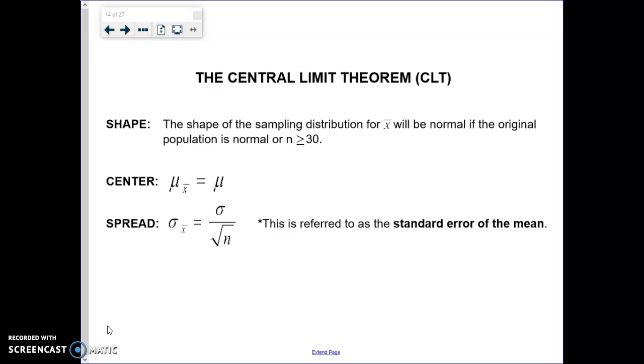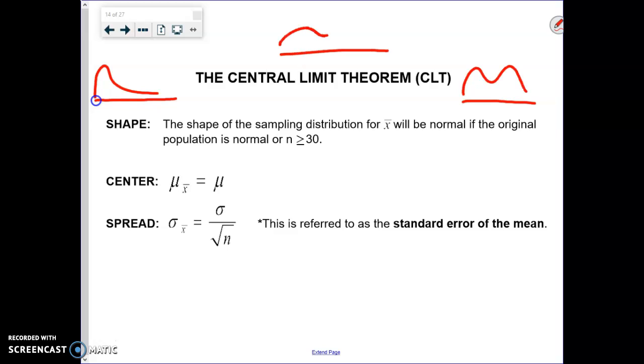However, if we don't know the shape of the original population, or we know it's not bell-shaped to begin with, in other words, if the original population happened to be skewed, or bimodal, or just some crazy weird shape, then we have to make sure that the samples we choose are of size greater than or equal to 30, so that our sampling distribution, those means from each of those samples, form a fairly normal bell-shaped distribution.